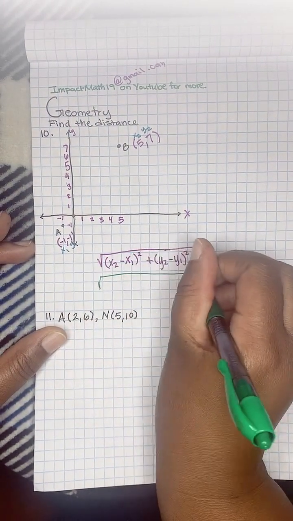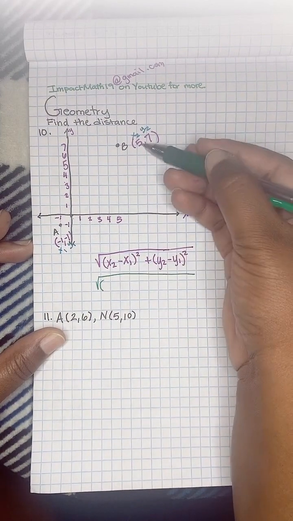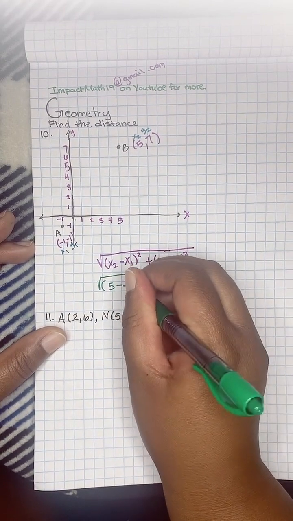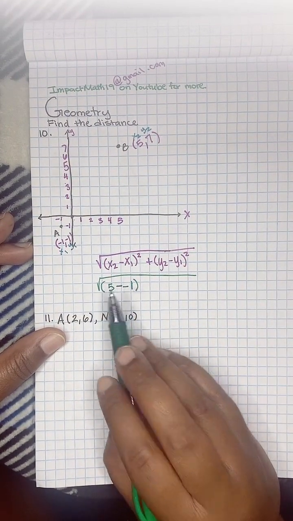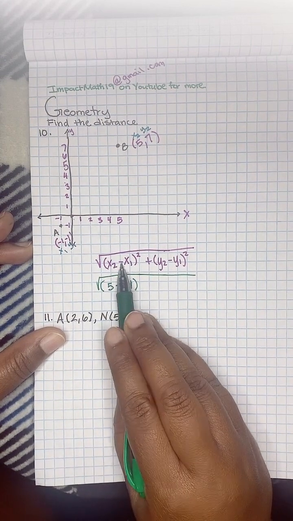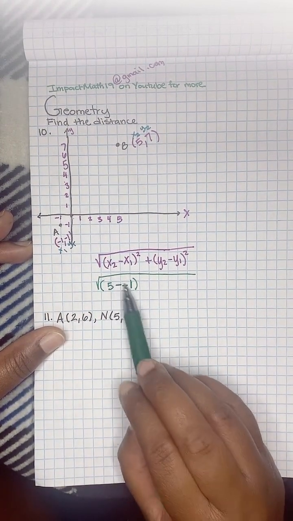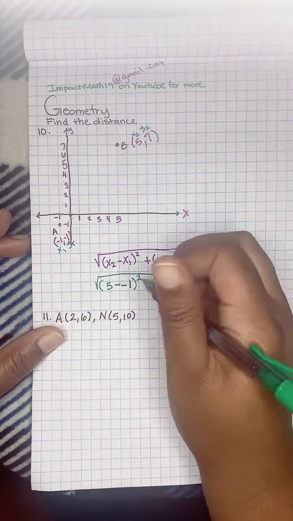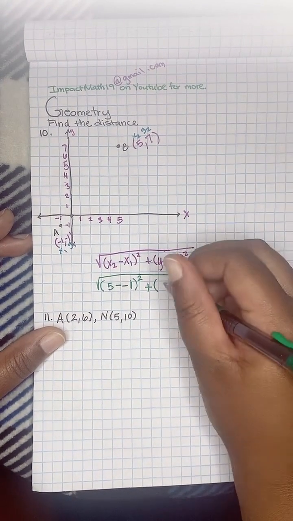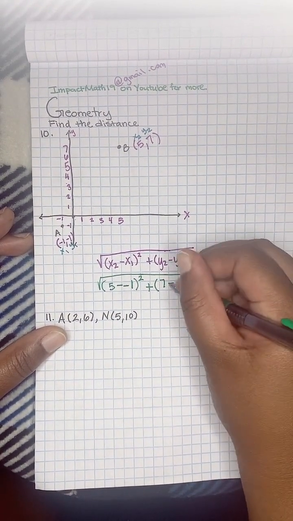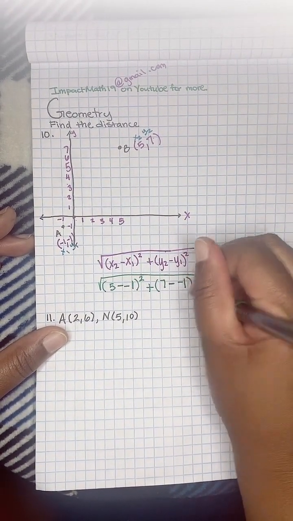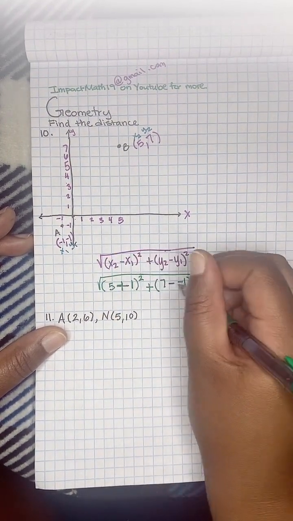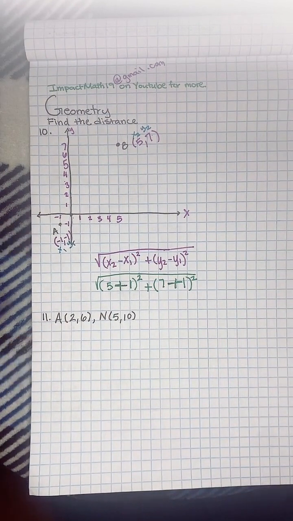Okay, so we're going to do x2, I said was 5. So I'm going to do 5 minus my x1, which is -1. Be so careful here. This minus is from the formula. This -1 is from the point. So you have to be careful there, because if you forget this, it's going to throw your whole answer off, okay? y2 is 7 minus, from the formula, y1 is -1. Double negatives always equal a positive.